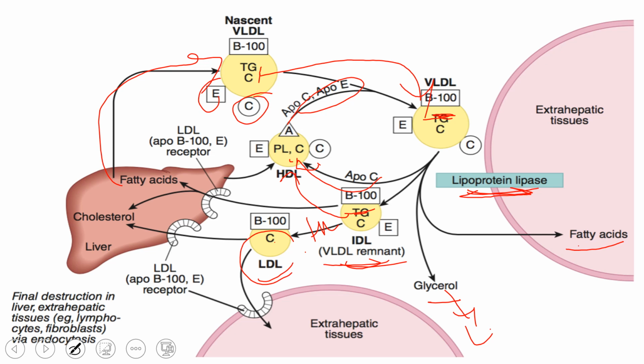Now this LDL has two options. Either it will go to the extrahepatic tissue, other than hepatic tissue, where it will bind with the LDL receptor or LRP receptors, or it will bind to the liver, where we have the LDL receptor, and then it will be metabolized. Here it will be reprocessed and recycled. It will be digested and its components will be reused.